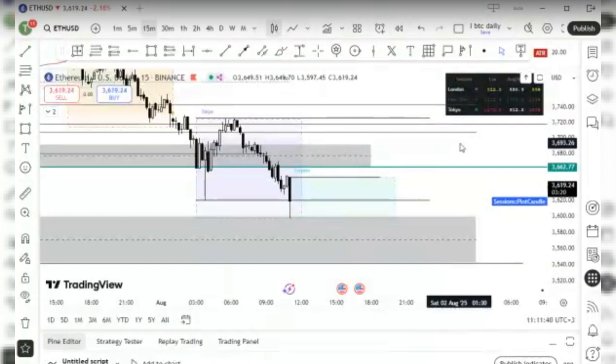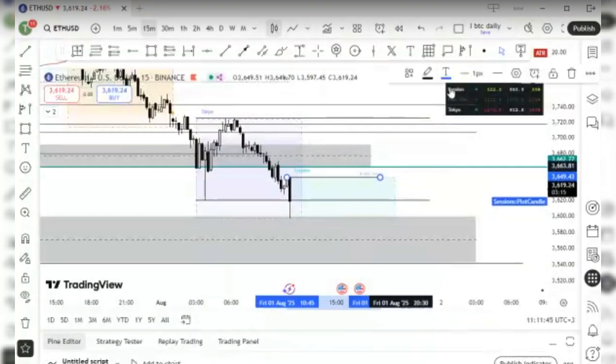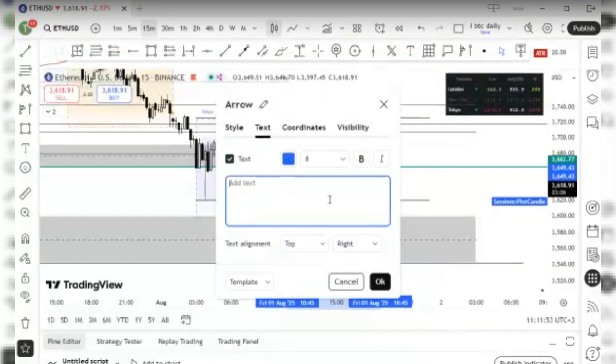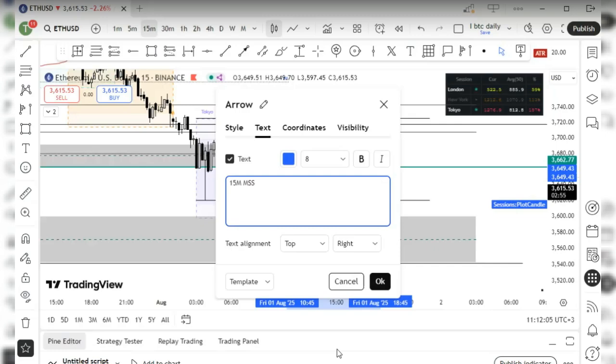Okay? The certain direction. So this one here, I'm going to name it as what? As our change of character. You just name it. It has not appeared yet. So you just name it as 15 minutes change of character. Some people like CHoCH, or some people like the market structure shift. Market structure shift, they like that. And then you wait. Just wait.